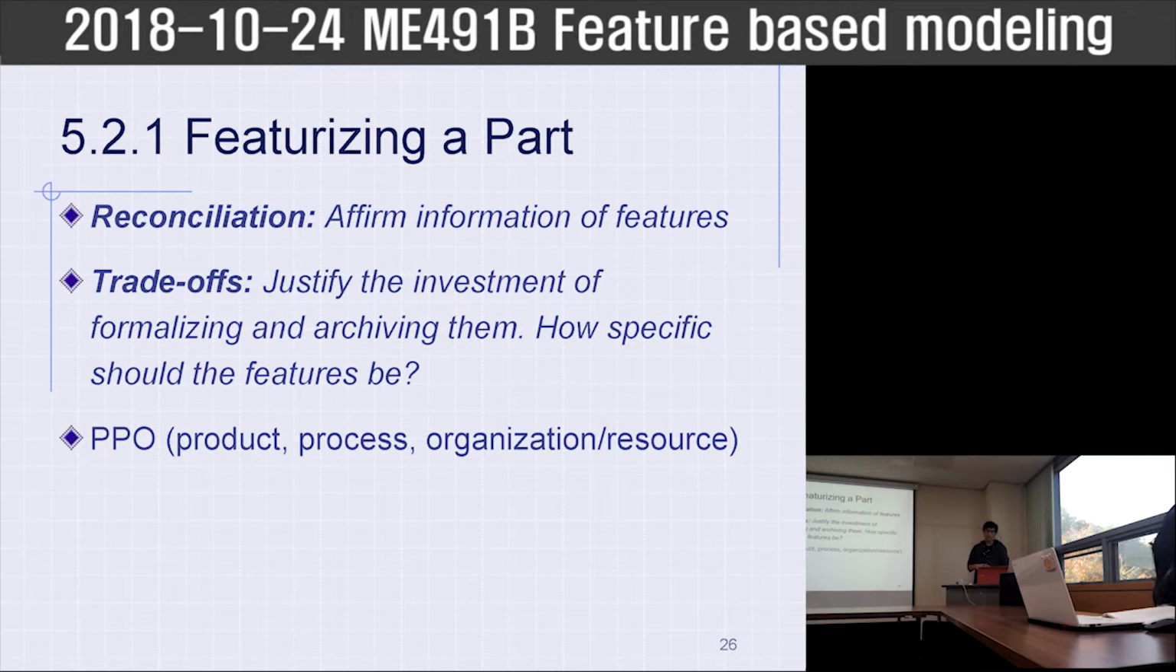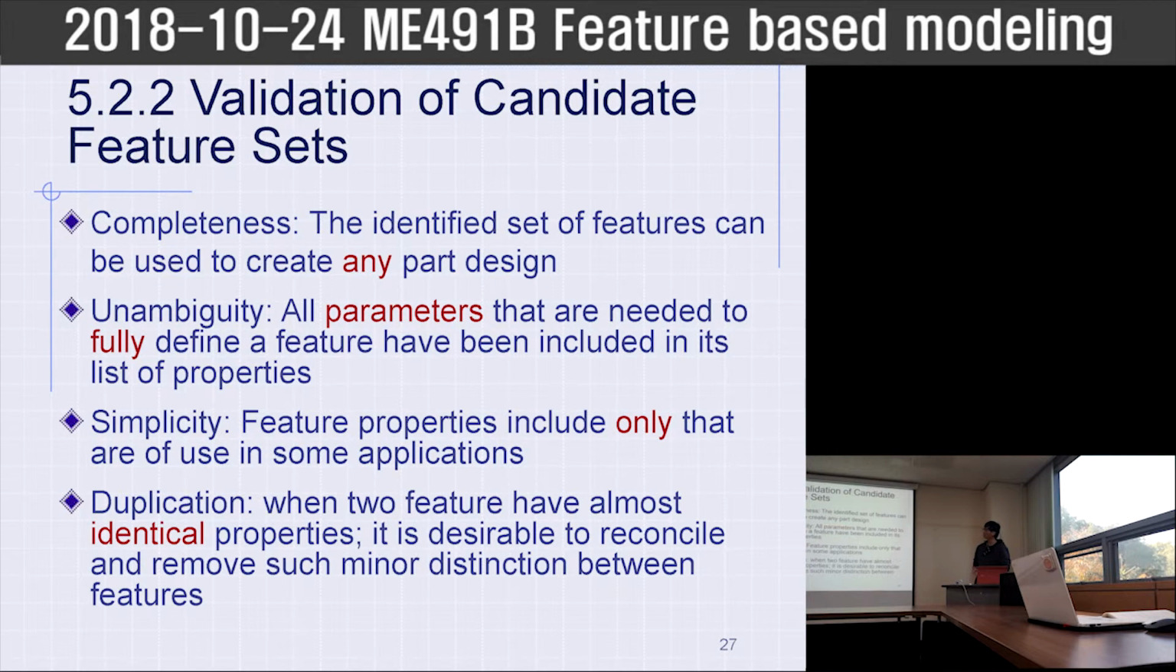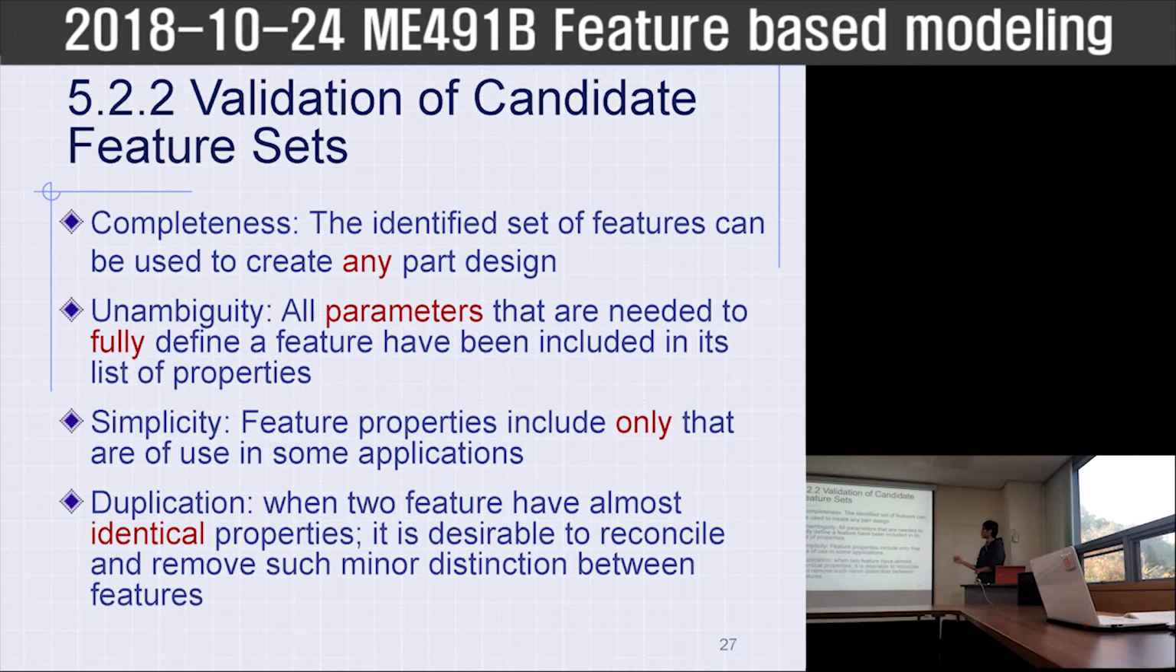Then we discussed identification and affirming the attributes. So after that, we need to validate the candidate of the features for archival purposes. There are 4 criteria that we need to see in order to validate. That is the completeness of the feature, whether this feature is already finished to be used for any part of the design, or that the definition is not complete yet.